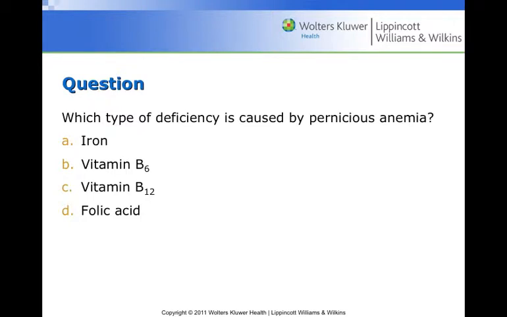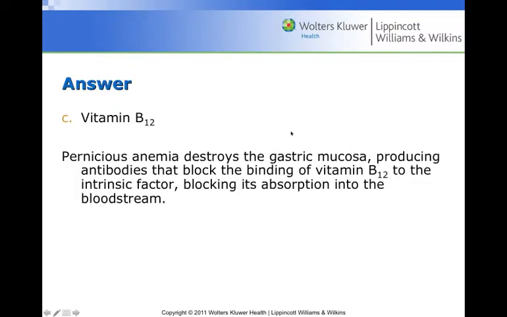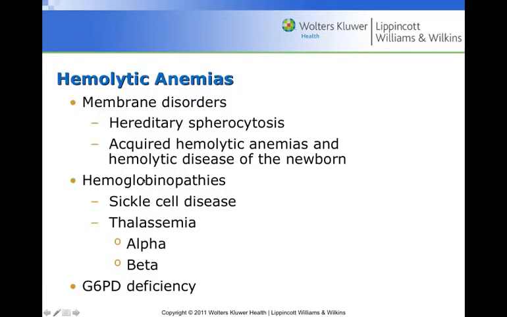Which type of deficiency is caused by pernicious anemia? It's going to be a B12 deficiency. We have something called intrinsic factor that's made by parietal cells in the stomach, which normally binds B12, carries it, and allows it to be taken up in the intestine. In the absence of intrinsic factor, we cannot absorb B12, and we get a condition called pernicious anemia.